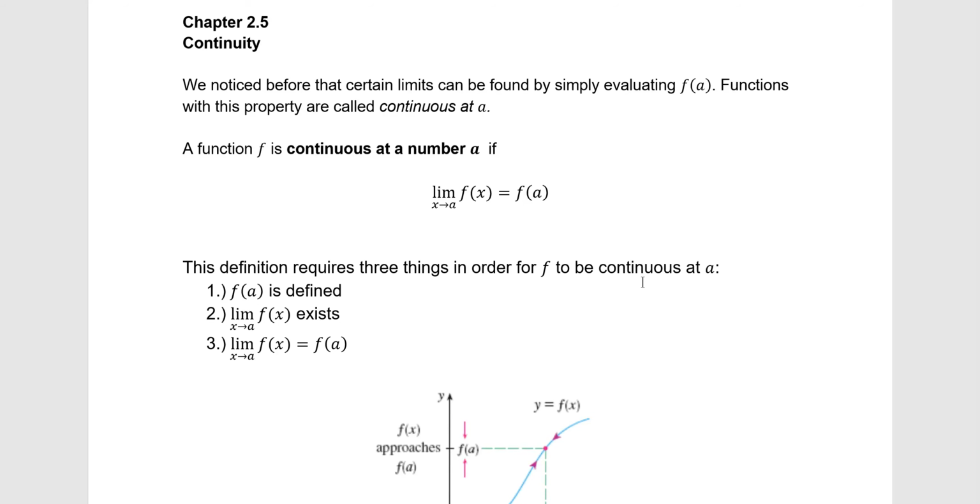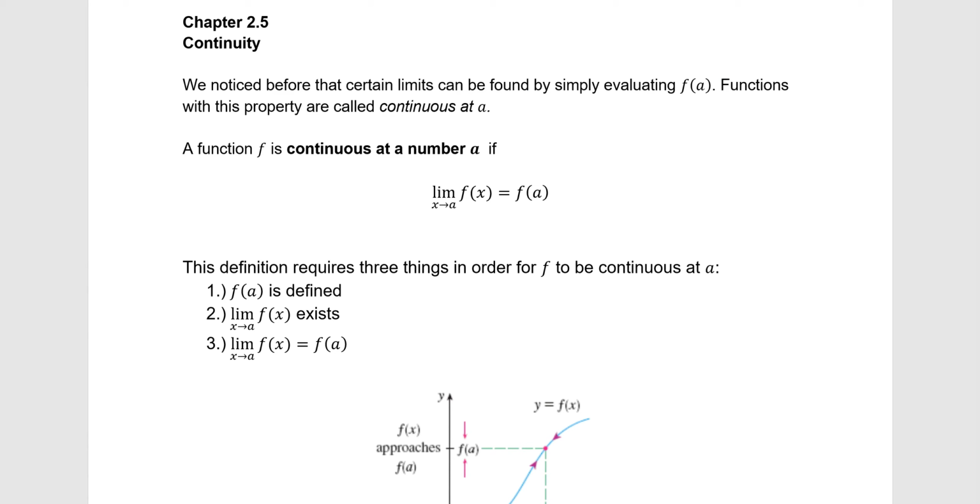In this section, we're going to be going over continuity. So we noticed before that when we are finding certain limits, we can do direct substitution and find them by just evaluating f of a. And when functions have this property, that means they're called continuous at a.